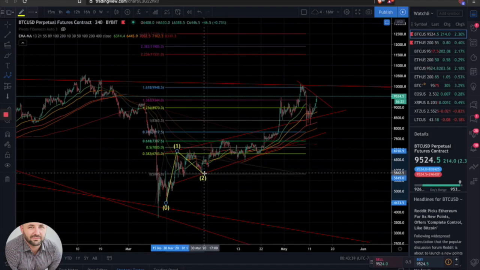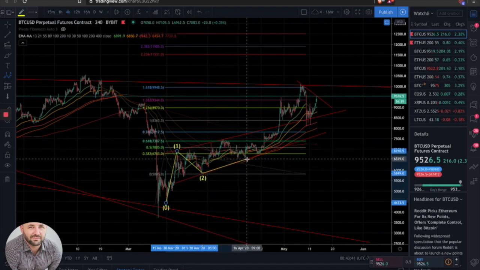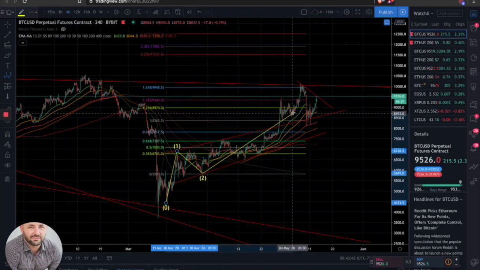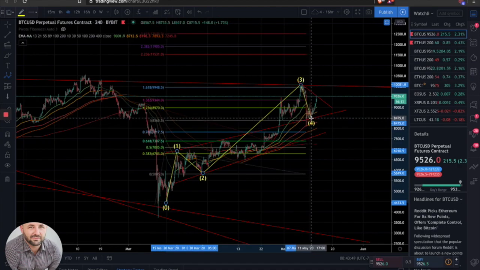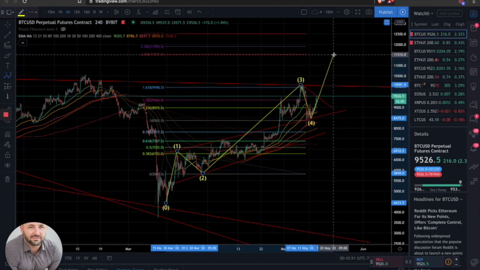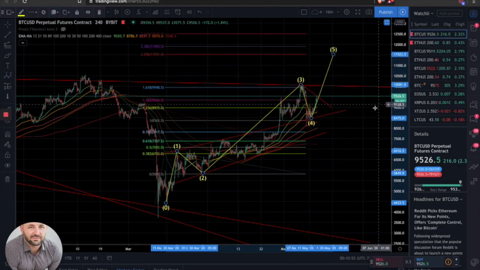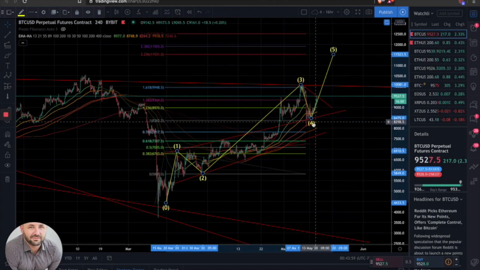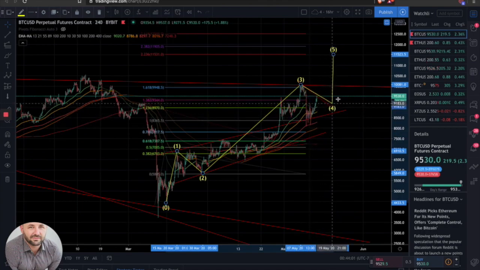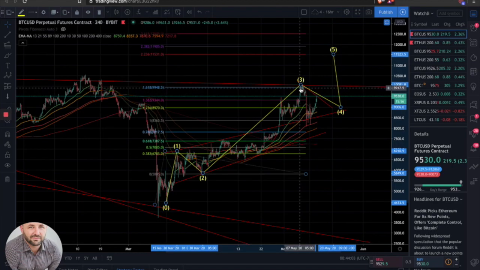2, and then we have our 1, 2, 3, 4, and a 5. And then we'd be coming down for the 4th, and then up again for the 5th, putting us roughly around $11,500. That is if this is the bullish play. What I don't like about this 4th wave is how quick we had this dump and how strong it was. This is coming off fairly impulsive.